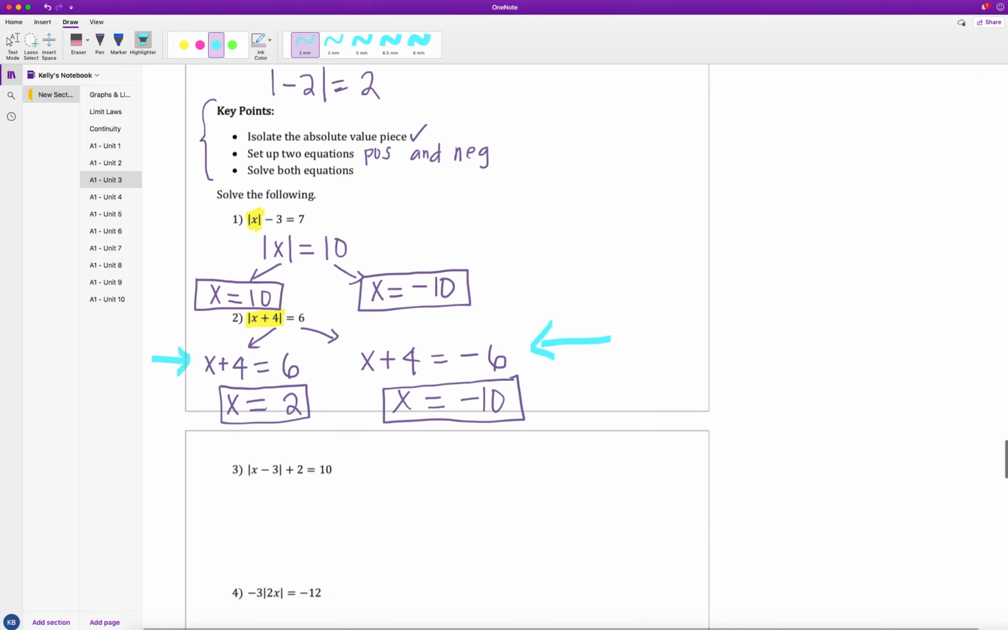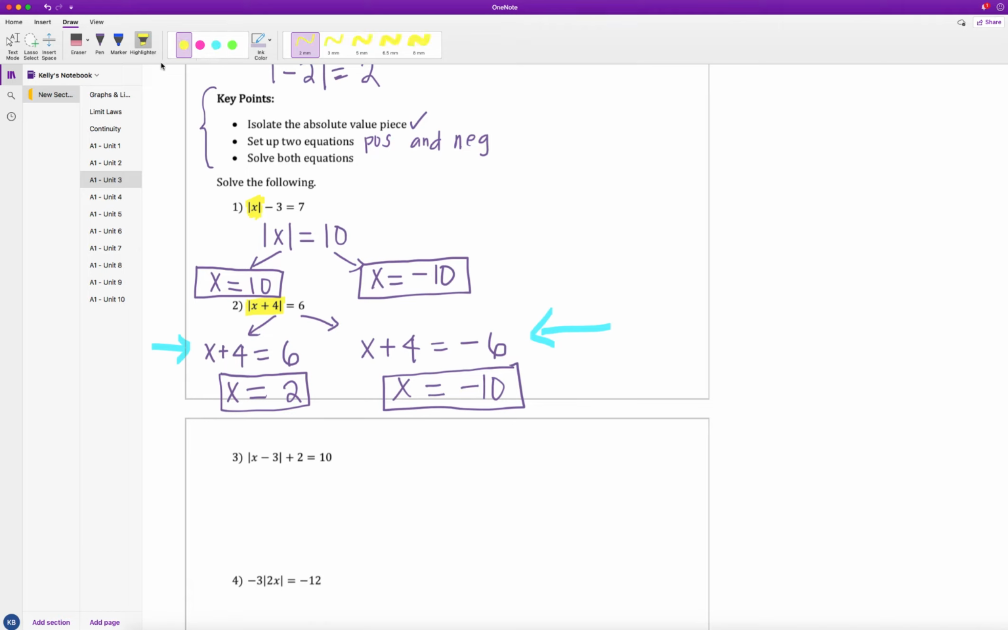Okay, let's look at example 3. So I want you guys to pause the video and decide, is the absolute value part isolated yet, or do we have to do something first? Okay, in this example, the absolute value piece is not isolated. So the absolute value piece is the absolute value of x minus 3. And because there's this plus 2 on the same side of the equal sign, it is not isolated. So the first thing we have to do is isolate the absolute value of x minus 3. And we will do that by subtracting 2. And I get the absolute value of x minus 3 equals 8.